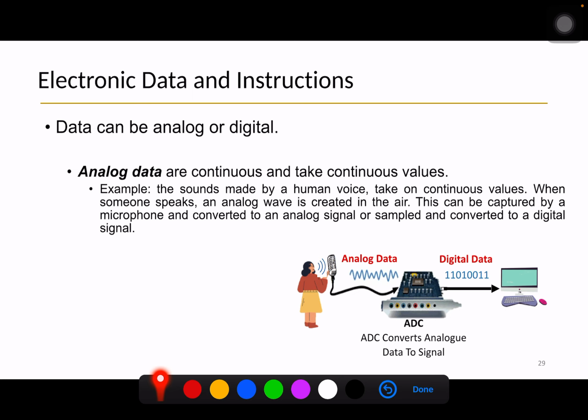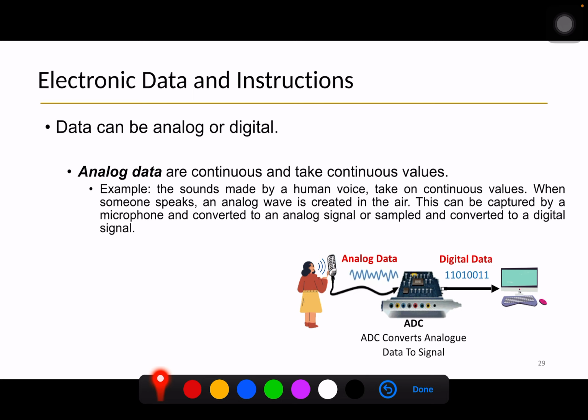Okay, and then when someone speaks, an analog wave is created in the air. This can be captured by a microphone and converted to an analog signal, or sampled or converted to a digital signal. So what is the relationship between analog data and digital data here?